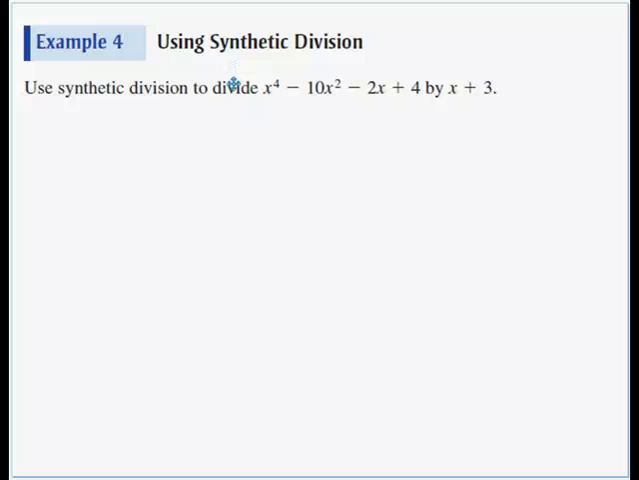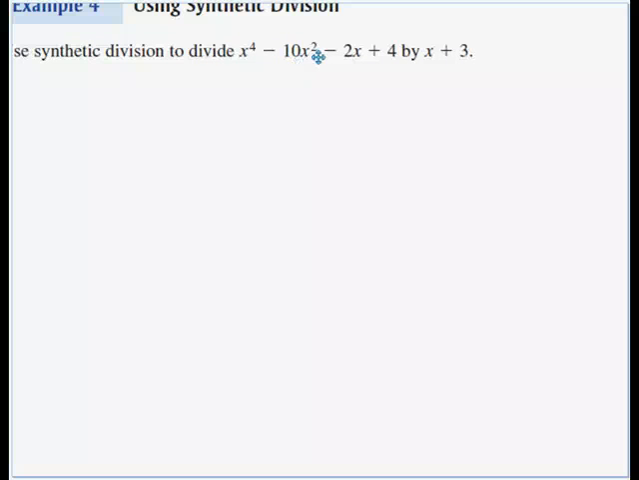In the first one, we're going to divide x to the fourth minus 10x squared minus 2x plus 4 by x plus 3. So the first thing I want to do is figure out, am I missing any terms, and write everything in descending order. Yeah, I'm missing x cubed. I've got an x squared, I've got a first power, so I'm just missing an x cubed. So let's write the coefficients down. If you don't see a coefficient, there is an implied 1 there. So that would be 1 x to the fourth plus 0x cubed minus 10x squared minus 2x plus 4.